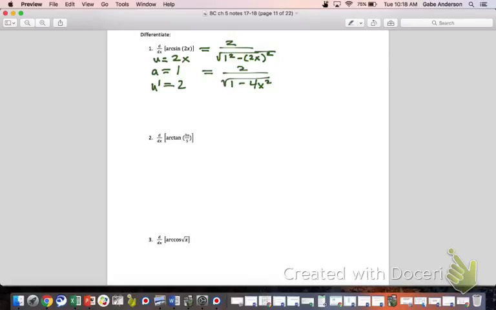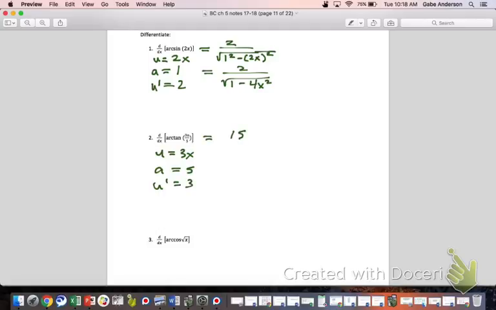Alyssa, how about number 2? What was your u and your a? My u was 3x and a was 5. Okay, and then did you write out a u prime as well, or did you just do that in the middle of it? It would be 3. Yep, okay. So if we do that, now it's a matter of plugging in. Let's hear what you got.